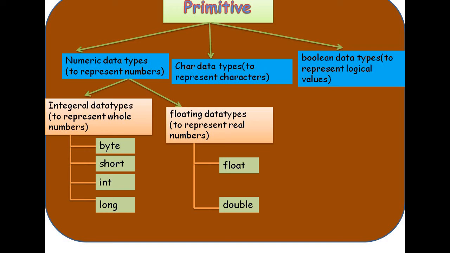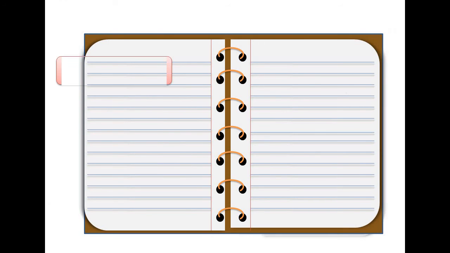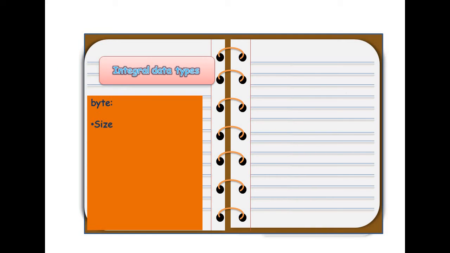Let's see in a detailed manner. First one is integral data types. First one is byte. The size of a byte is 1 byte. The maximum value it can store is plus 127. The minimum value is minus 128. The range is from minus 128 to 127.